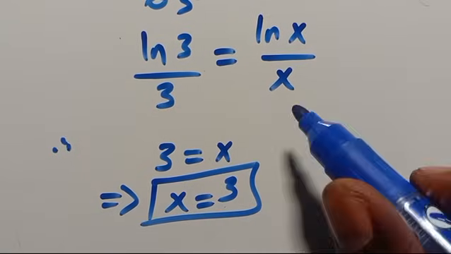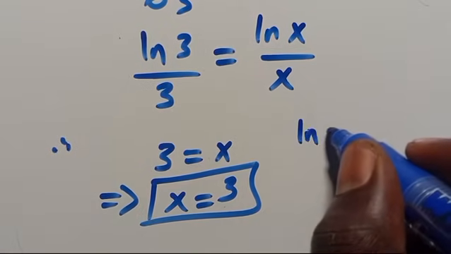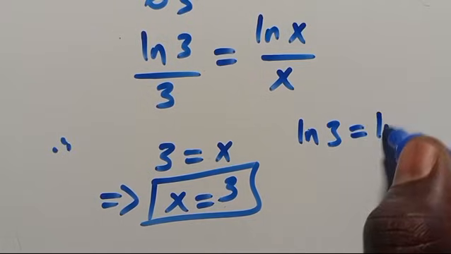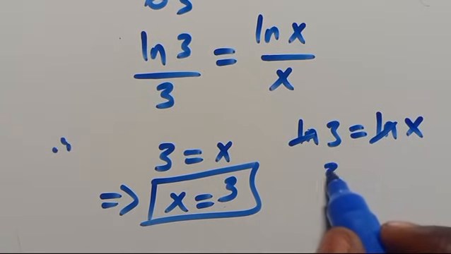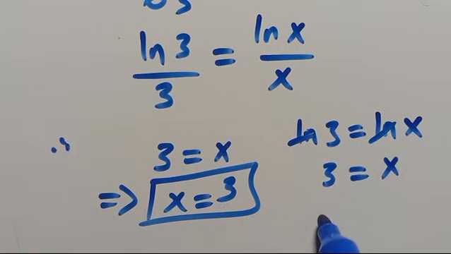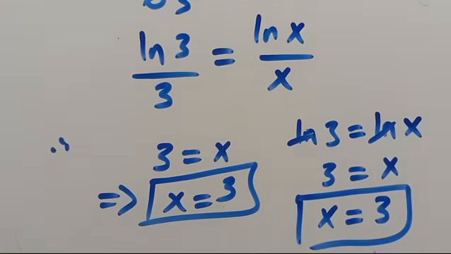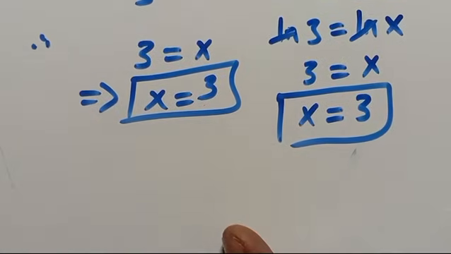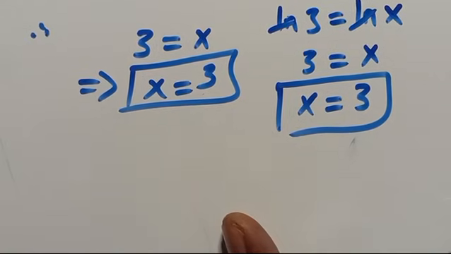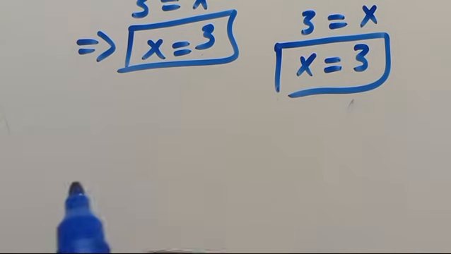Or if you are to equate the numerator, we have ln of 3 to be equal to ln of x. By cancelling this ln, we have 3 to be equal to x, and x equals 3 at the same time. So we have x equals 3 to be the solution among other possible solutions. Now from here, we have to check.